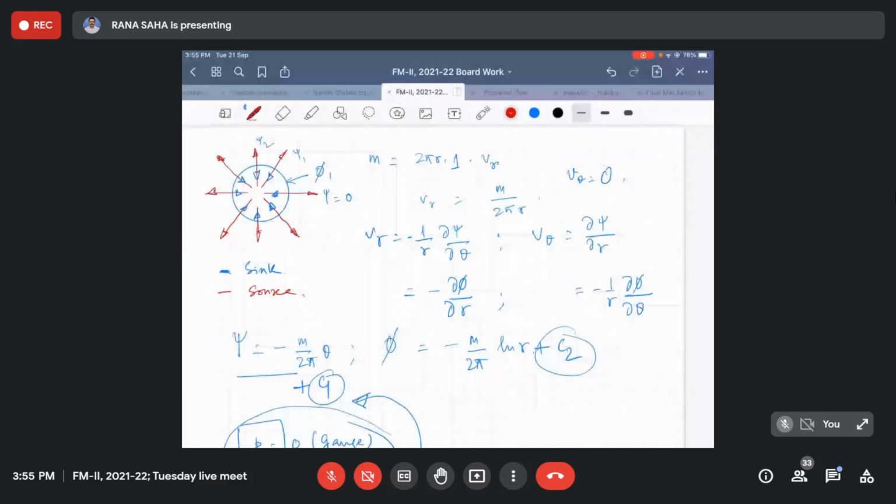So essentially, in terms of the representation of stream function and velocity potential, it will remain the same. The only thing is that we need to define sink as psi equals minus m by 2 pi theta and phi, the velocity potential, equals plus m by 2 pi ln r. Everything else remains the same. Again, here also we have the singularity at the center.